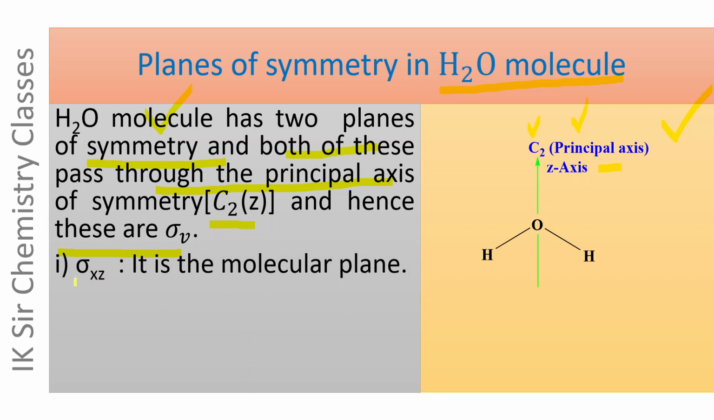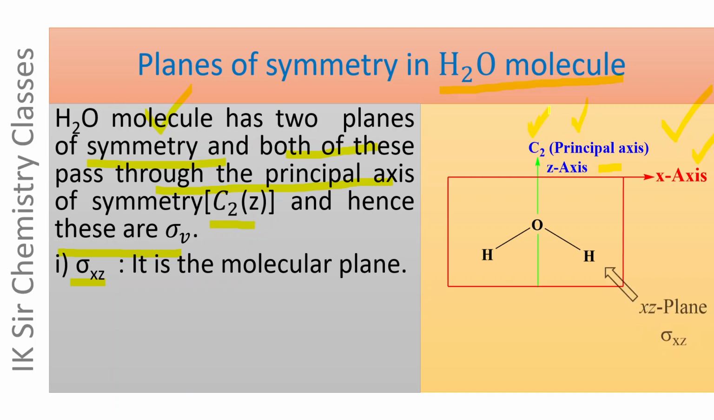The first plane is sigma xz. It is the molecular plane. It contains x-axis and z-axis. Therefore, it is xz plane, and it is a plane of symmetry, and therefore it is denoted by sigma xz. This xz plane bisects H2O molecule into two equal halves. It bisects each of the hydrogen, oxygen and hydrogen atoms into two parts, this molecular plane.